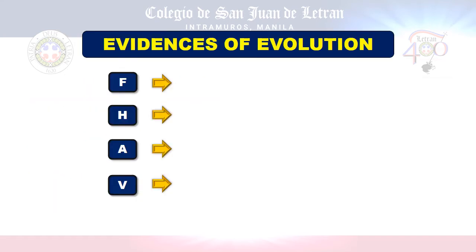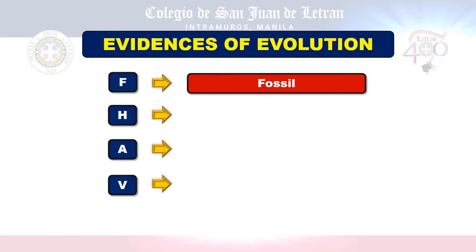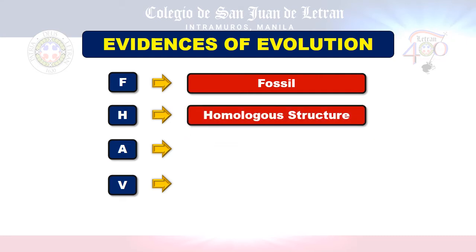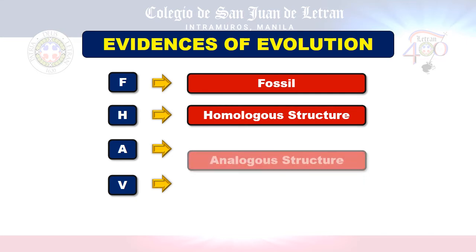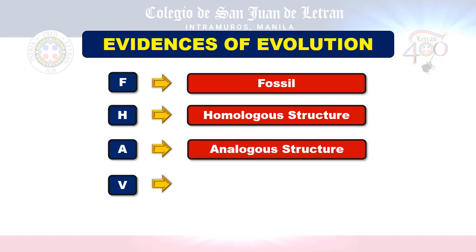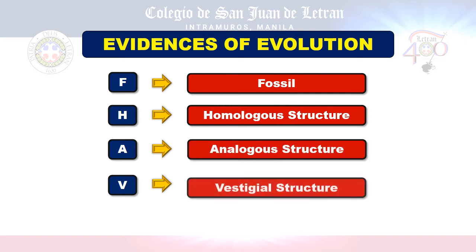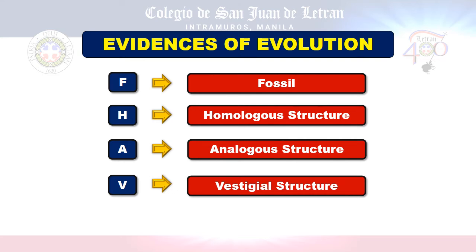So we have four evidences of evolution. Just remember the acronym FAV. F stands for fossils. H stands for homologous structure. A stands for analogous structure. And lastly, V stands for vestigial structure.